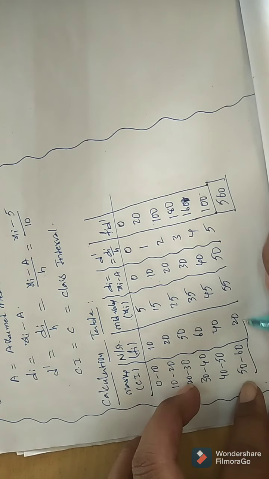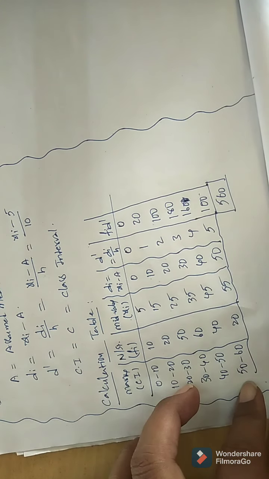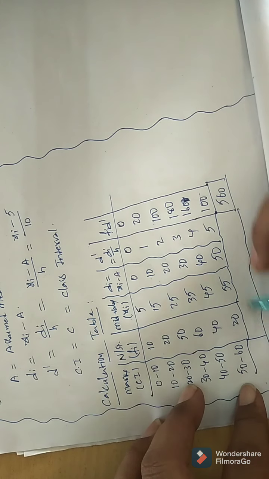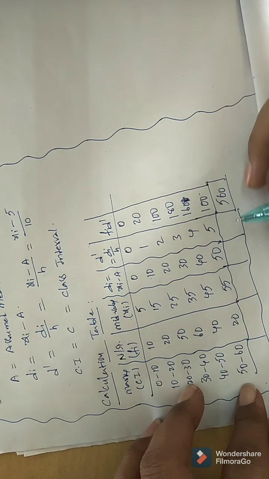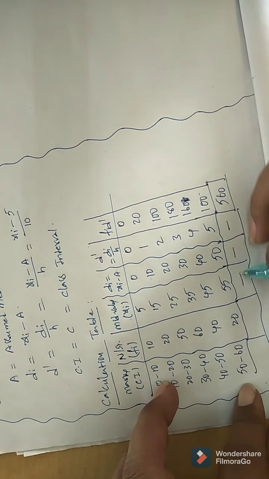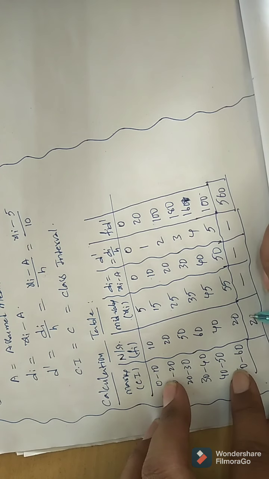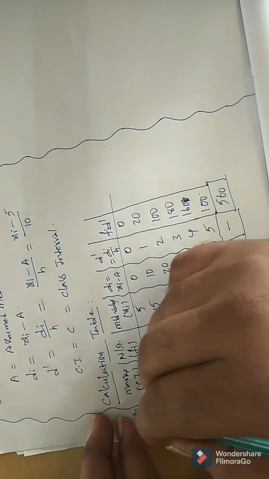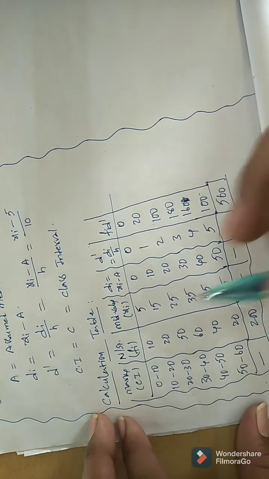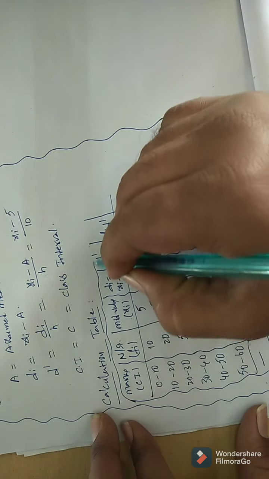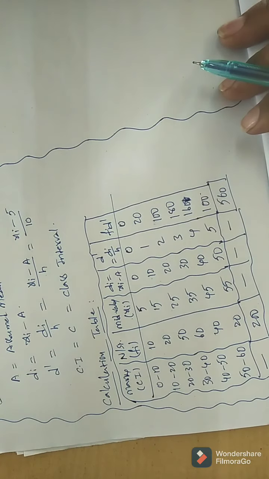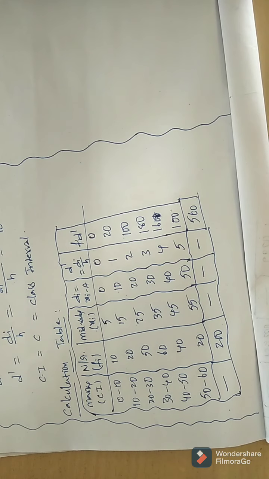Now fill up the table. What totals are required? Not required, not required, not required. This total is required. How much? We calculated already, 200. This total is not required, put a dash. So this is the complete exhibition of the table.